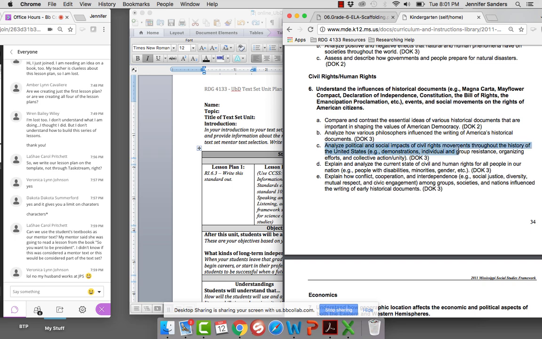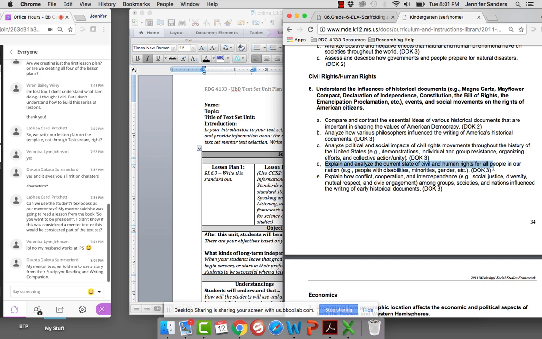Analyze political and social impacts of civil rights movement. And that's not the movement that I'm focusing on. However, World War II was a catalyst for the civil rights movement. But then we also talk about explain and analyze the current state of civil and human rights for all people.